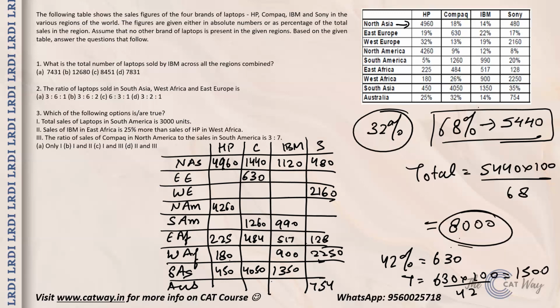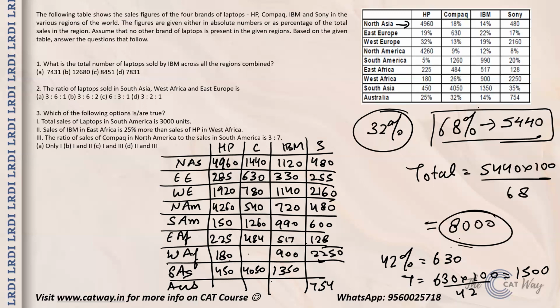Now out of 1,500, we know that 19% is for HP, that is 285. Then we know that 22%, that is 330, is for IBM. And then we know that the remaining 17% is for Sony, that will be 255. Now on similar lines, you can calculate it for each and every region. So I'm going to directly write the data now. So we have 1920, 780, 1140, 540, 720, 480. Then we have 150 and 600 in South America.